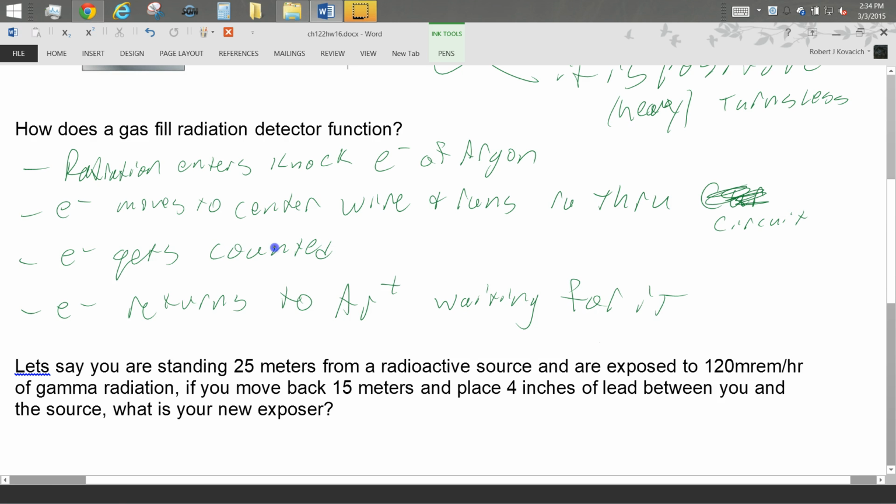Radiation comes in, knocks an electron off the argon. The central wire inside of the device is very highly positively charged. So the electron goes to it. It hits the wire, it runs through the circuitry, it gets counted, and then it returns back to the can, and the can has the argon with a positive charge waiting for it to turn itself back into argon gas.